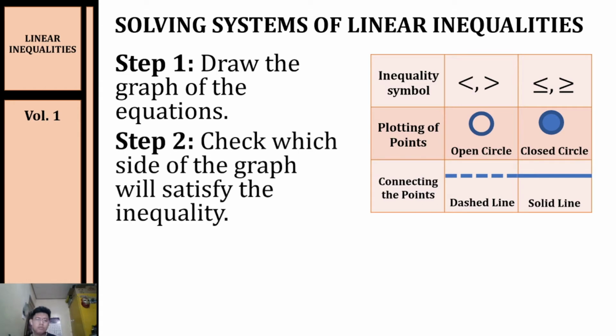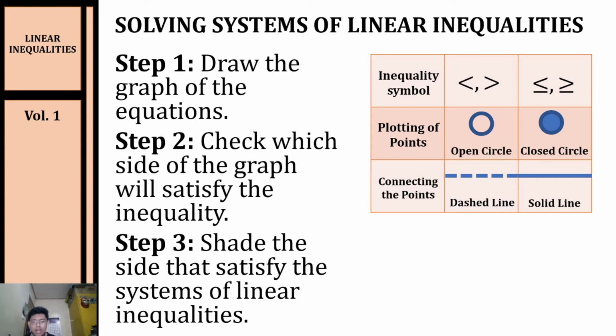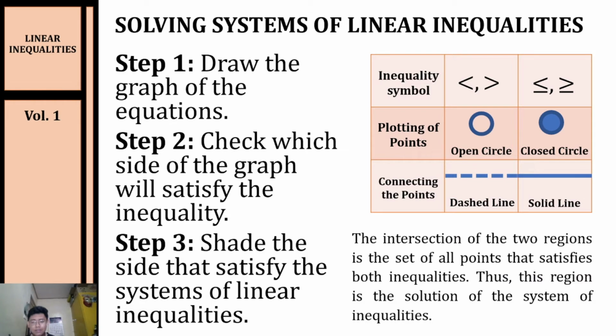Step 2. Check which side of the graph will satisfy our inequality. We will assign testing points in order for us to identify the area or the region that will satisfy the inequality. Once we identify the area or the region where it will satisfy both equations, we will shade the side that satisfy that inequality. Take note that the intersection of the two regions is the set of all points that satisfy both inequalities. Thus, the region is the solution of the system of inequalities.